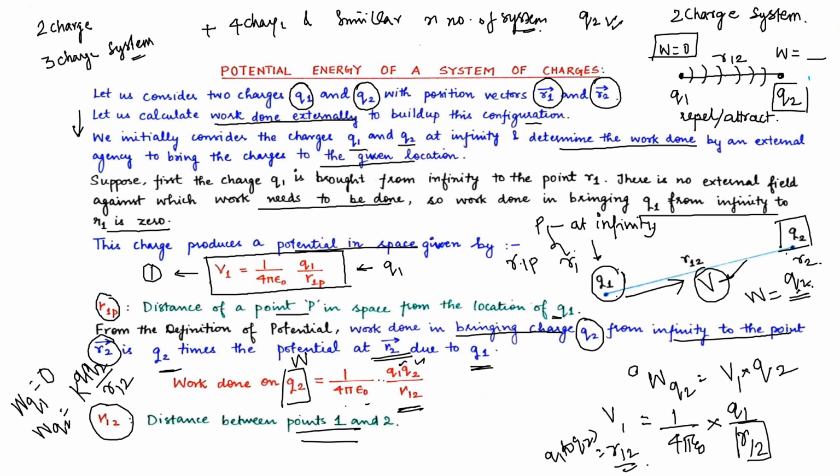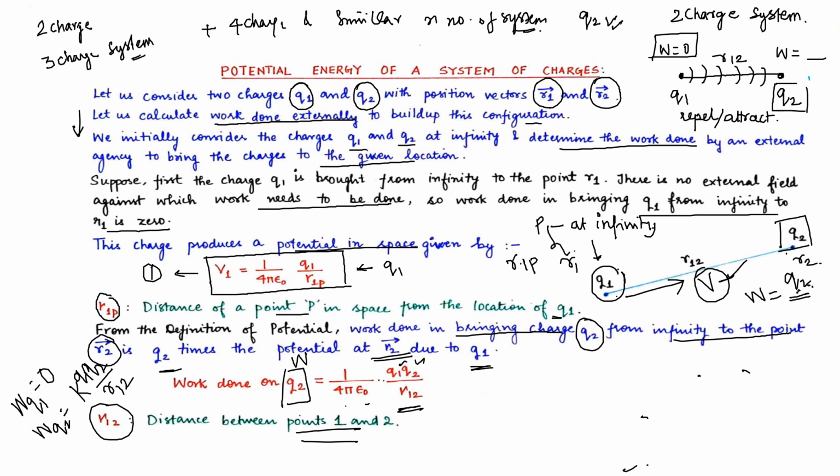So we have got the work done for our system where we have considered only two charges. Both the charges are coming from infinity and one charge is being placed at R1 and the other charge is being placed at R2. So the distance between charge 1 and charge 2 comes around R12. Moving on.